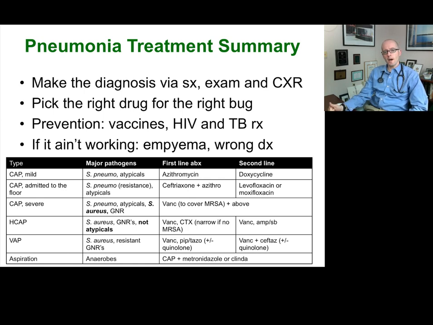And if it's not working, use your brain and think about empyema, the wrong diagnosis, drug resistance, something like that, some new piece of information that you need to do right by the patient. But most of it has to do with this table. Figure out what kind of pneumonia they have, remember the epidemiology, and hook them up with just the right therapy. Thanks a lot.